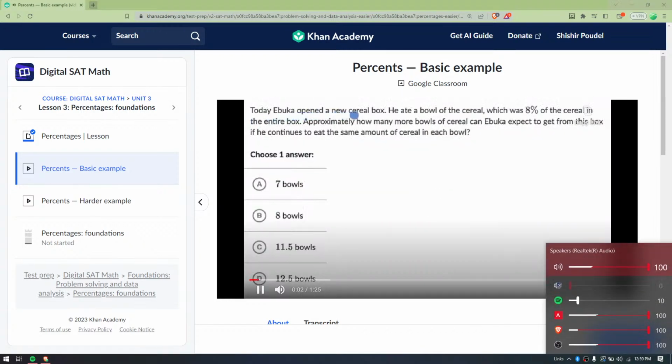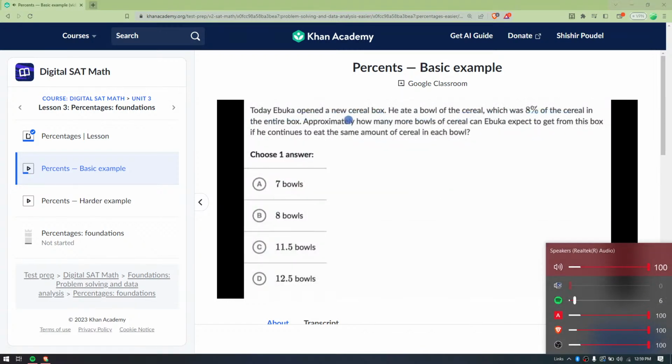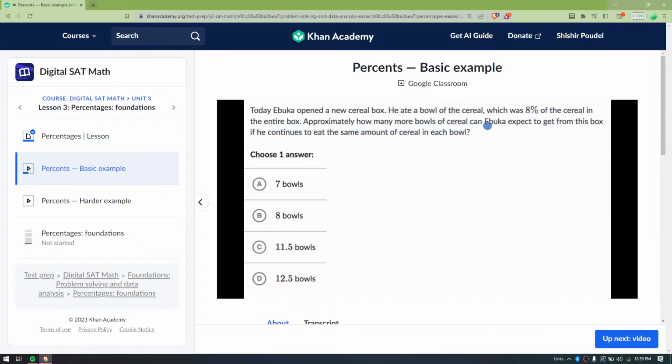We're told today Ibuka opened a new cereal box. He ate a bowl of the cereal, which was 8% of the cereal in the entire box. Approximately how many more bowls of cereal can Ibuka expect to get?